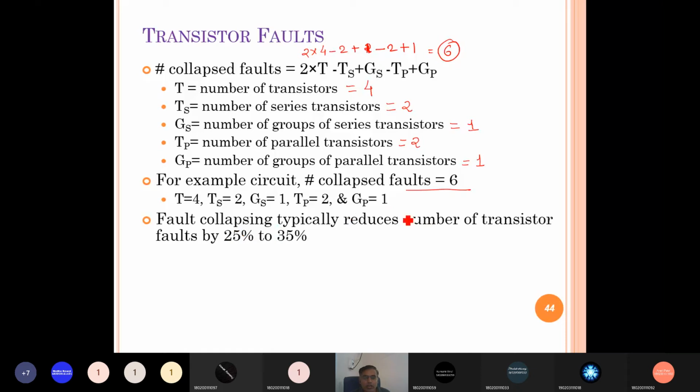So any questions on this? How to calculate the collapsed fault list in a transistor fault model for any transistorized circuit? If I give any transistorized circuit, are you able to calculate the collapsed fault list? Is it clear? Any questions?